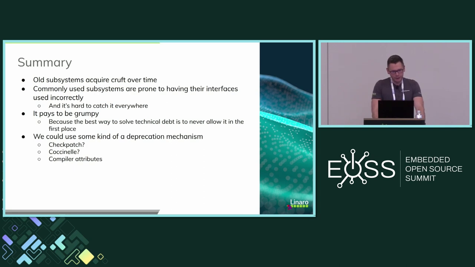I think that the kernel could really use some kind of good deprecation mechanism for old symbols, or symbols that should not be used or are being used incorrectly. I don't have the answer. If that was my choice, I would probably allow using GCC's deprecated attribute for functions. But we don't want warnings in our kernel build, and that would result in thousands of warnings.